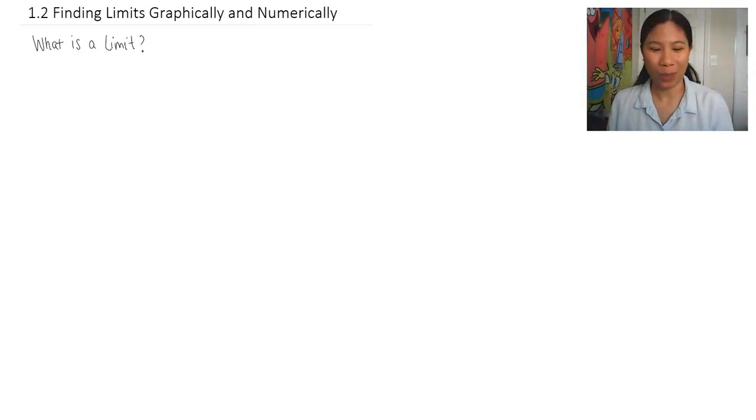Hi everyone! Welcome to Chapter 1, Section 2. We kind of skip over Section 1 of this book because it doesn't talk about a whole lot really. So starting with Section 2, we are trying to find limits graphically and numerically.